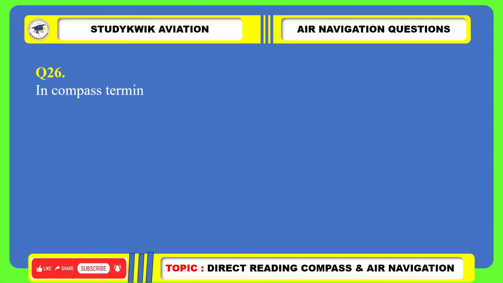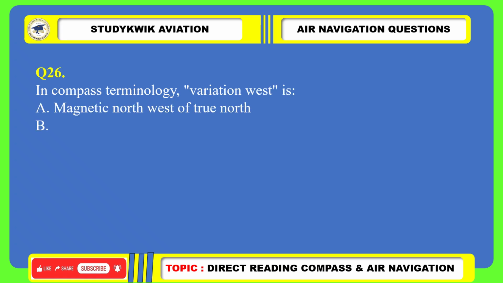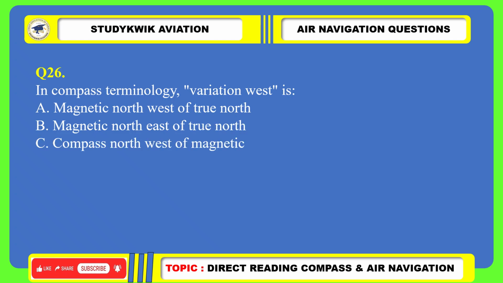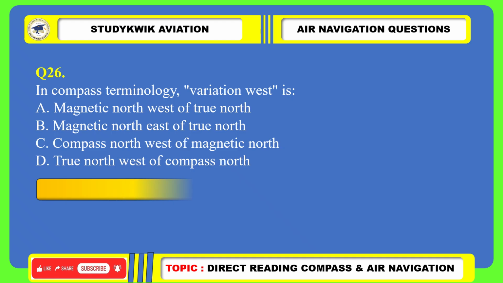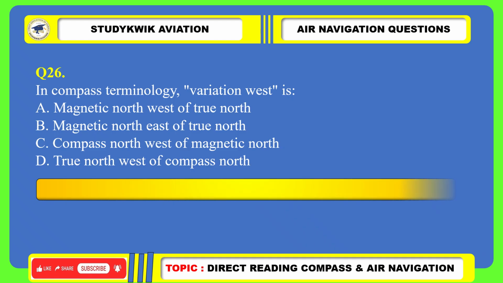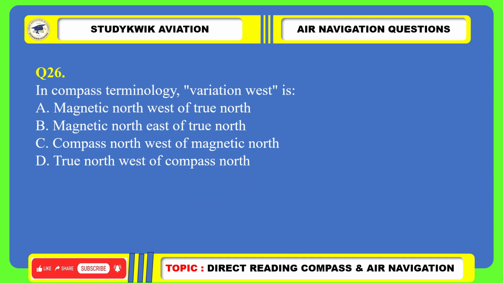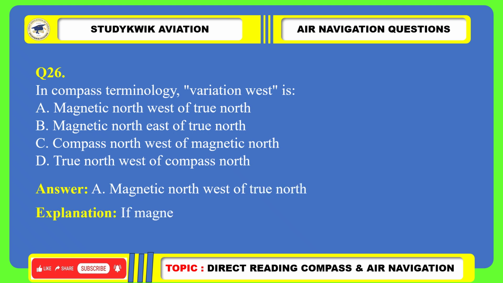Question 26. In compass terminology, variation west is magnetic northwest of true north, magnetic northeast of true north, compass northwest of magnetic north, true northwest of compass north. The correct answer is A. Magnetic northwest of true north. If magnetic north lies west of true north, variation is west.